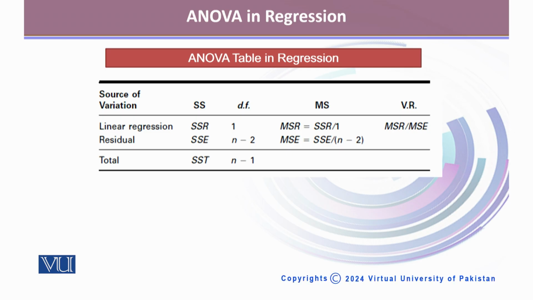Any ANOVA table contains all these various components: the source of variation, sum of squares, degrees of freedom, mean squares, and lastly, the variance ratio. The variance ratio is the ratio of mean square regression divided by mean square error, which follows the F distribution.